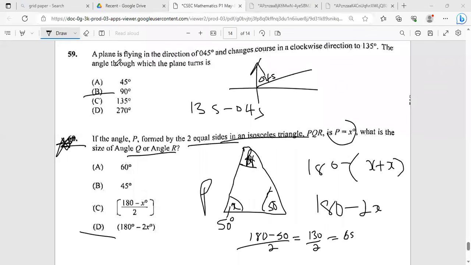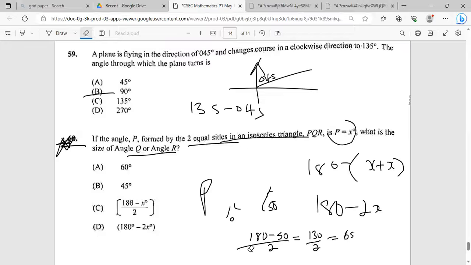Guys, hold on, hold on. What if... they did say it's formed by two equal sides. So the top one is supposed to be P because it says the angle is formed by two equal sides of an isosceles. So guess what, guys? It can't be this one, because P is at the upper top.